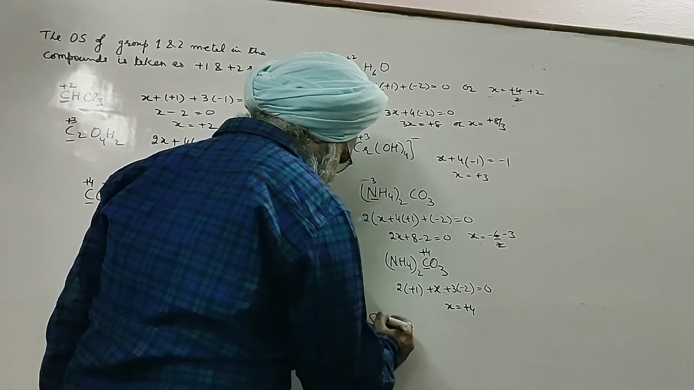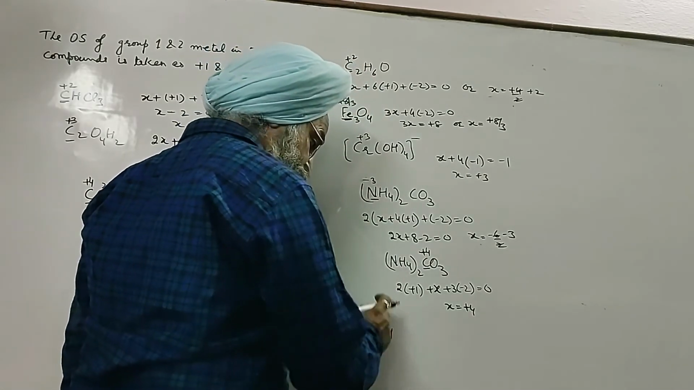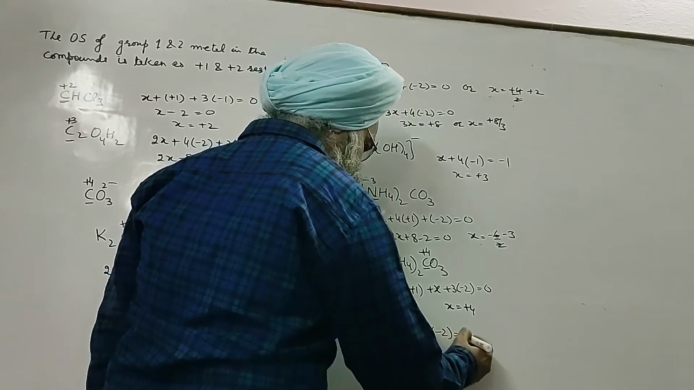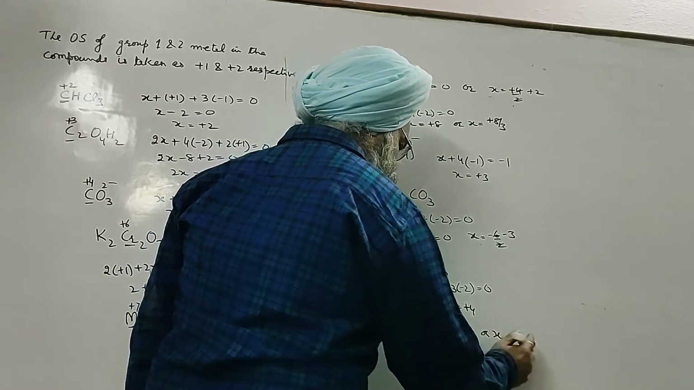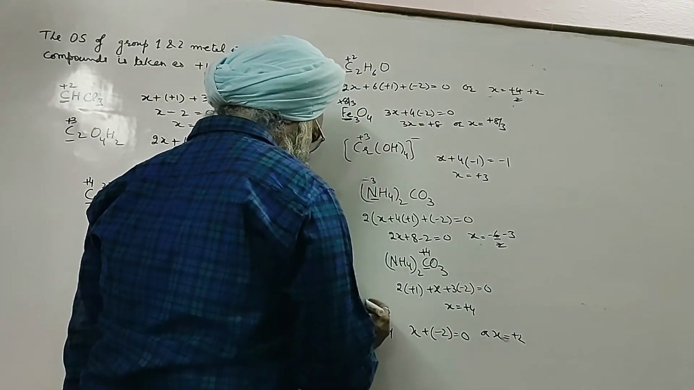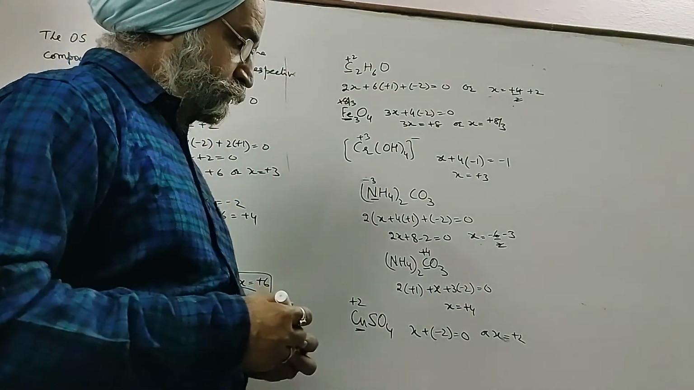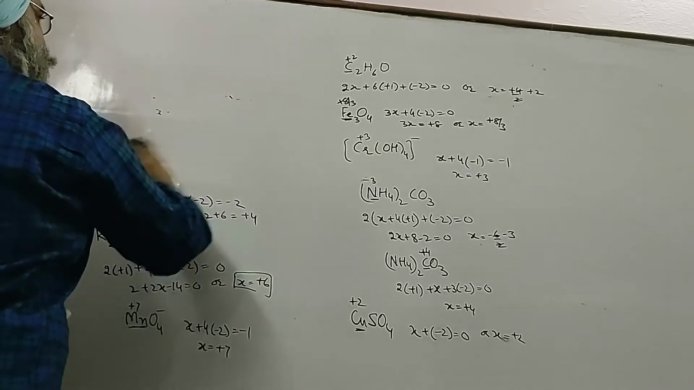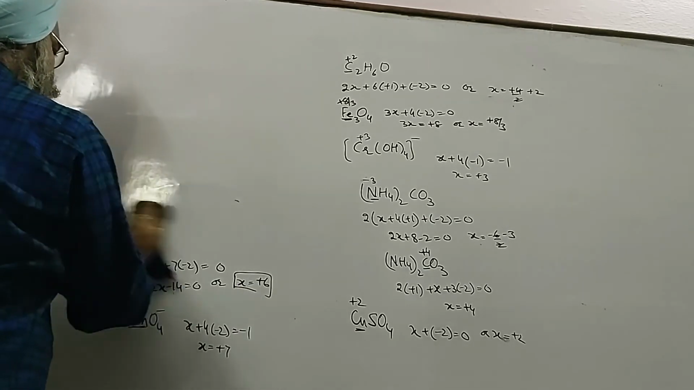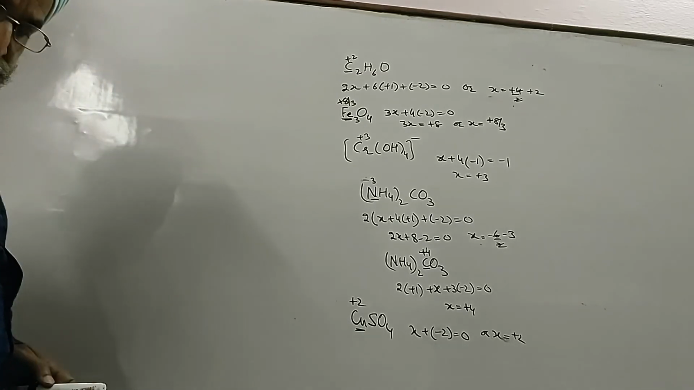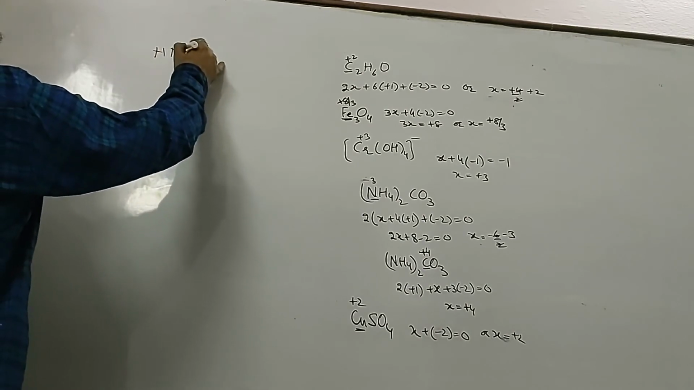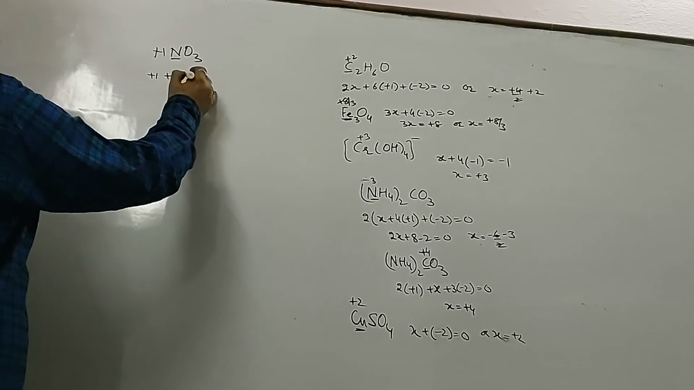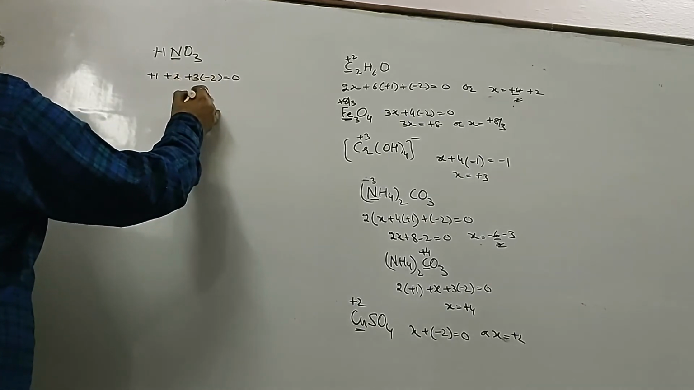Oxidation state of copper in copper sulfate. So this is a complex ion. X plus 2 into minus 2 equal to 0 for sulfate, or X is equal to plus 2. That is plus 2. The oxidation state of nitrogen in nitric acid, HNO3. Hydrogen plus 1 plus X plus 3 into minus 2 equal to 0. Then X is equal to plus 5.